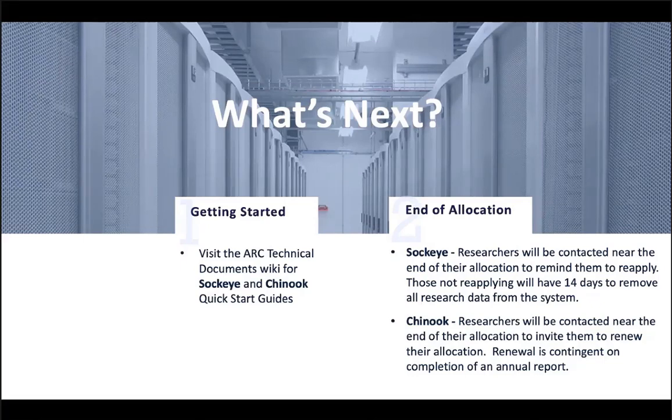At the end of allocations for Sockeye users, you will be notified with sufficient notice to remind you that the allocations are coming to an end, and if you want to continue, you should reapply. Those who are not reapplying will need to remove all their data from the system in 14 days. For Chinook, you will be contacted near the end of the allocation again and invited to renew. And as I said, this renewal is contingent on completion of an annual report.